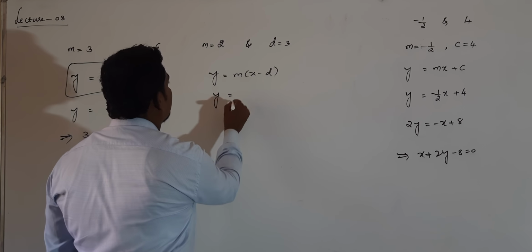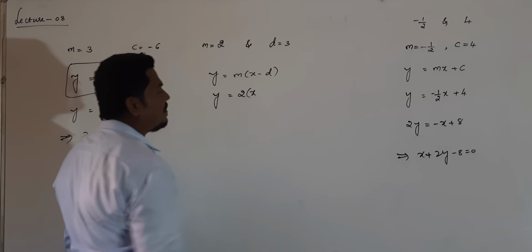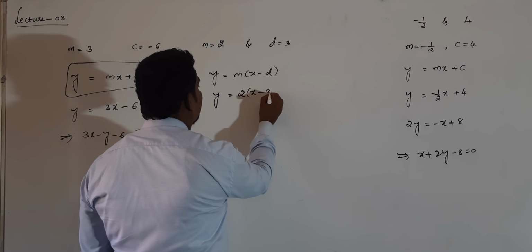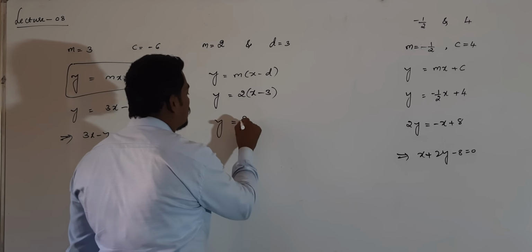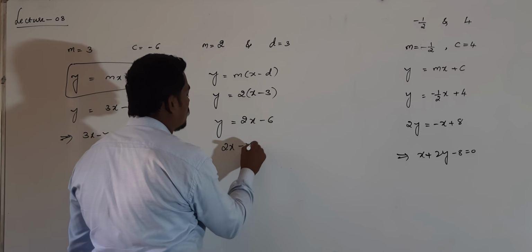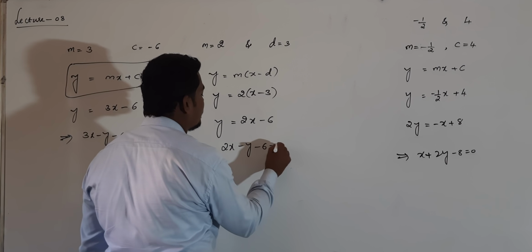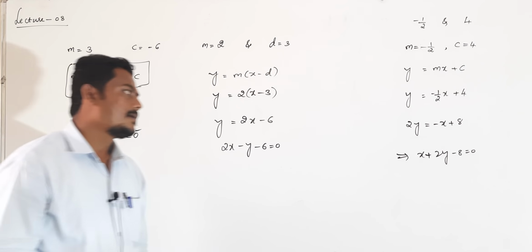After that, y is equal to m value 2, x value unknown remains as it is and d value they have given. Now rearrangement, y is equal to 2x minus 6, that's equal to 2x minus y minus 6 equal to 0. This is the required equation of the straight line, right?